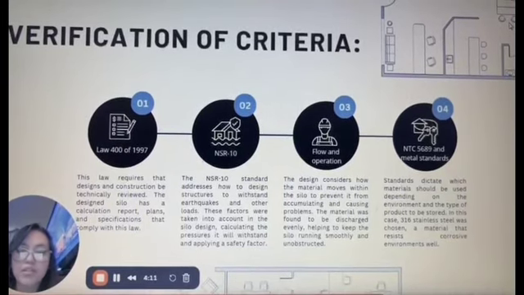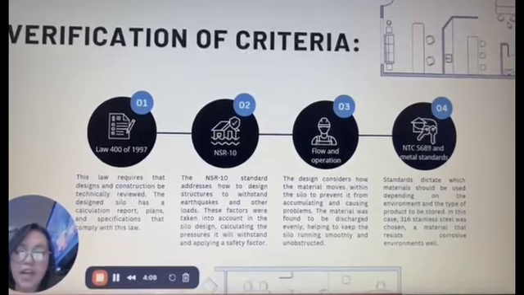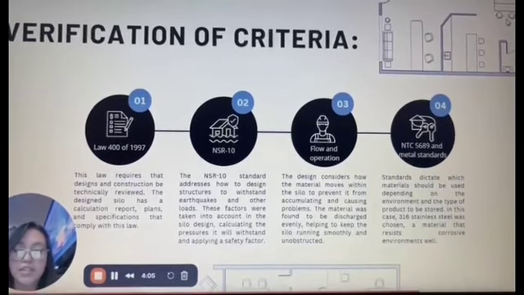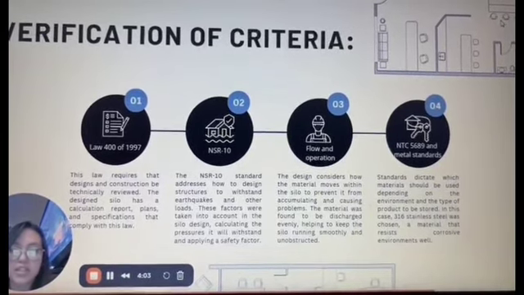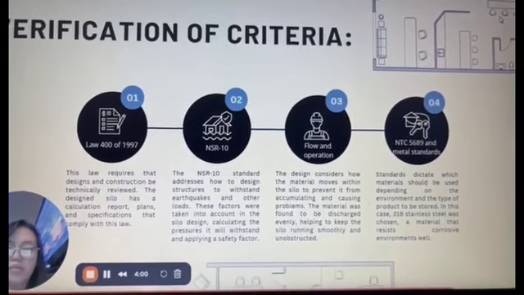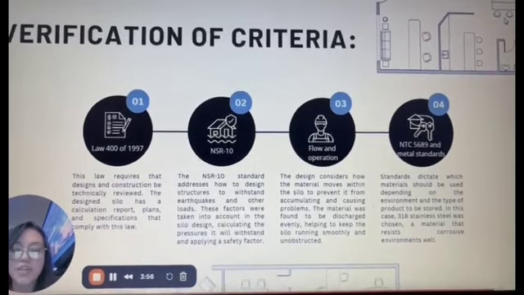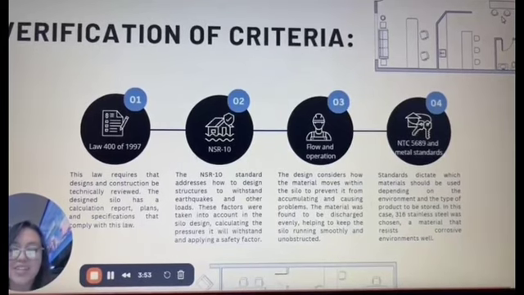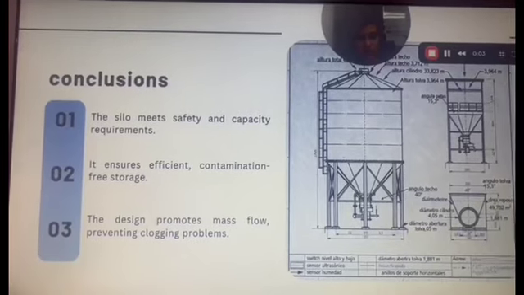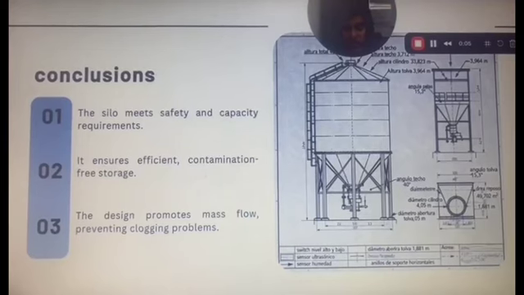Finally, following NTC 5689 and the metallic standards, stainless steel 316 was selected, ideal for corrosive environments, which protects both the silo and the stored salt. And finally, we have the conclusion.